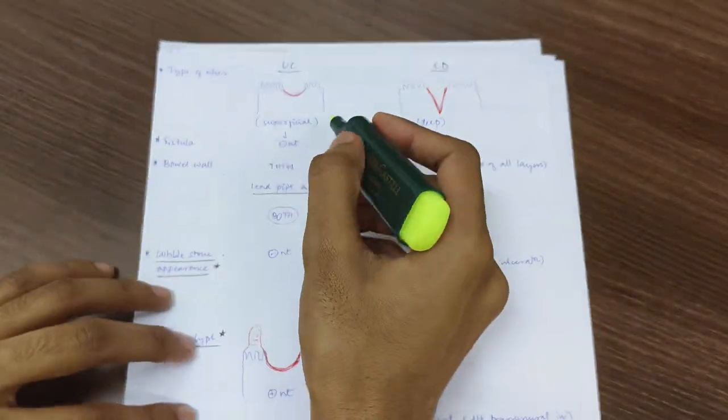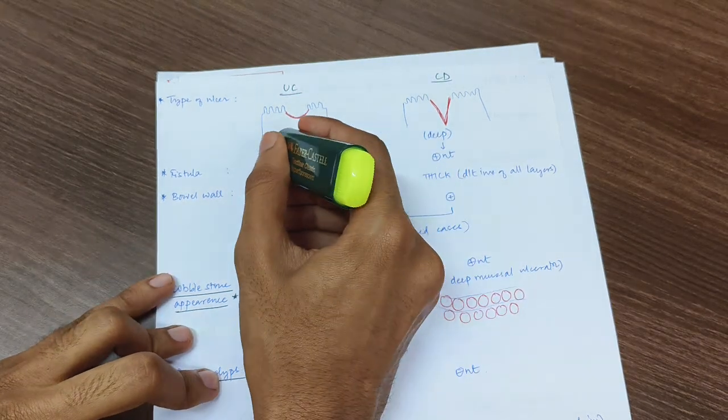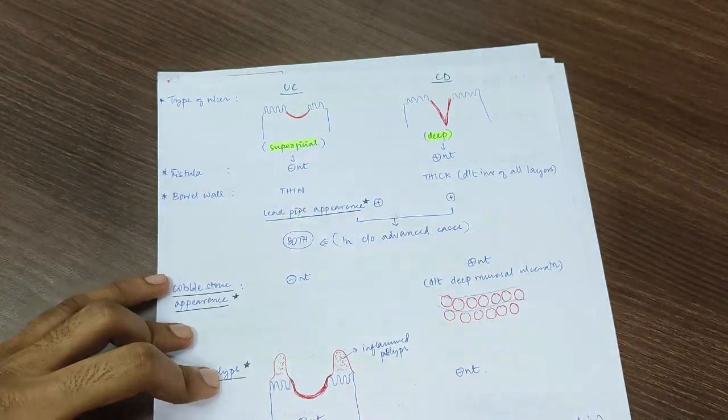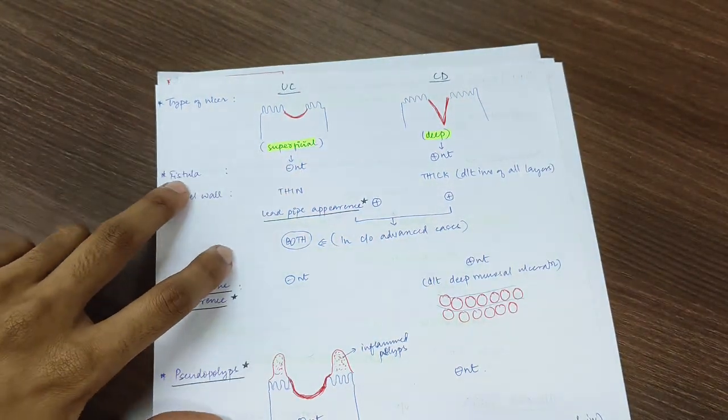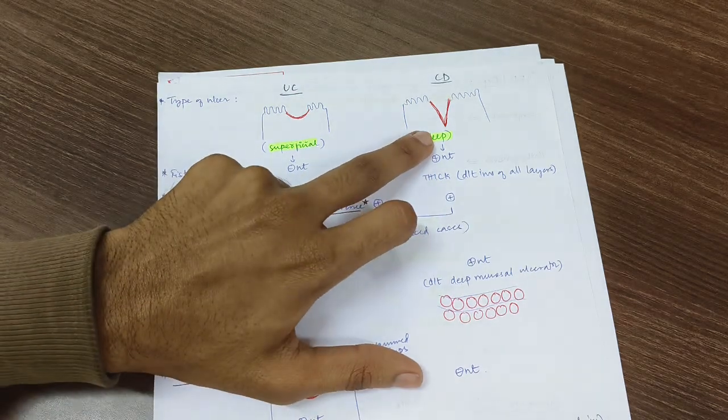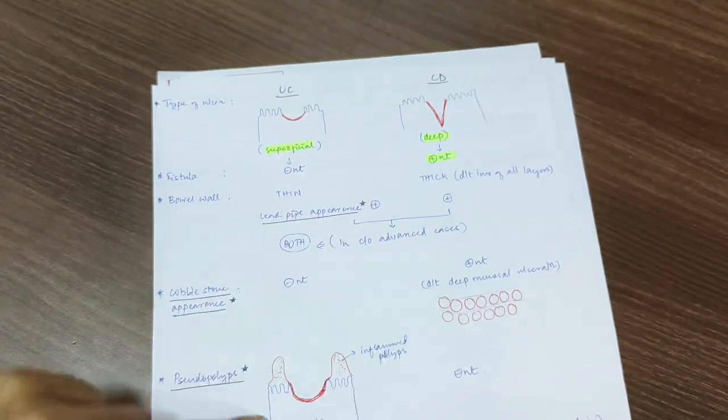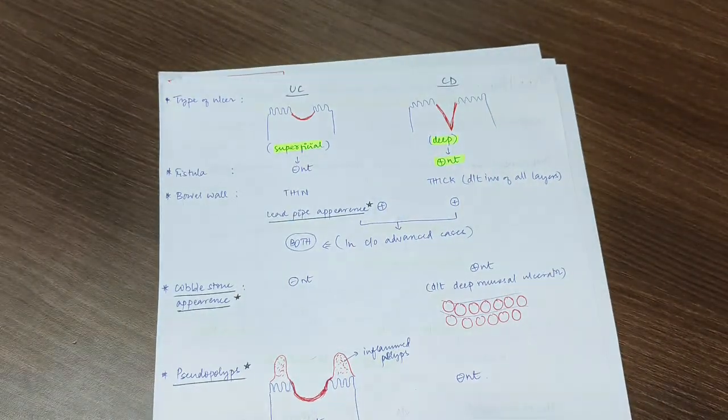Type of ulcer: the ulcer is formed in both. Here it is superficial, here it is deep. Because of the superficial ulcer there is no ability to form fistula, whereas here it has fistula forming ability. Because it is deep, it can form fistula.